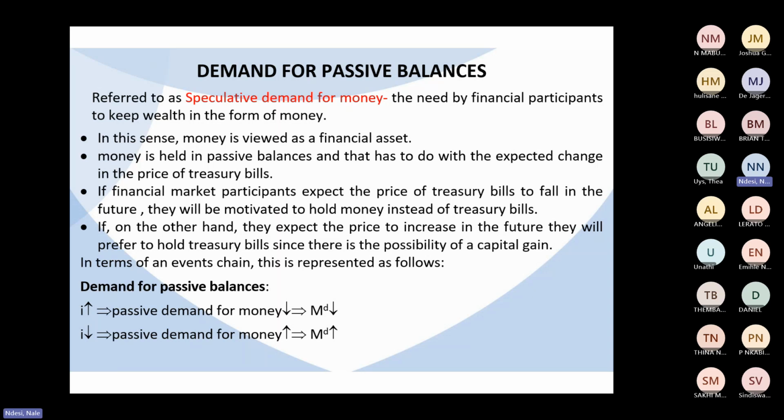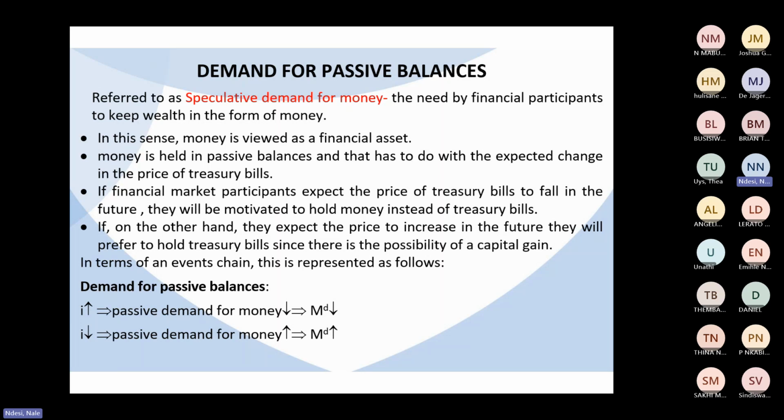If the financial market participants expect the price of treasury bills to fall in the future, they will be motivated to hold money instead of treasury bills. If, on the other hand, they expect the price to increase in the future, they will prefer to hold treasury bills.